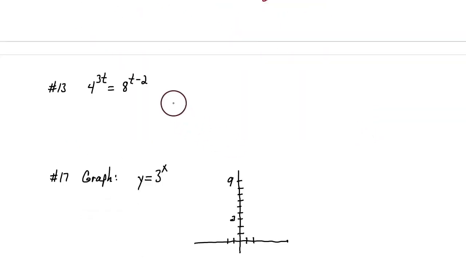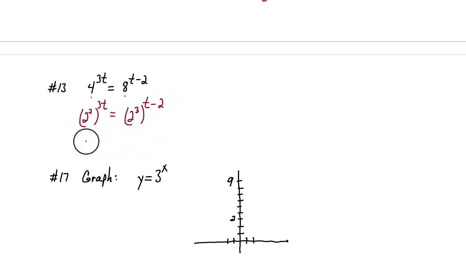Number 13. This time we have an equation, but the bases are not the same. So let's rewrite using a common base. I think we can use 2 as the base. So the number 4 is the same thing as 2 squared. And that goes to the 3t power. Over on the right side, how can you write the number 8 but using 2 as the base? That's 2 cubed. And its exponent is t minus 2.